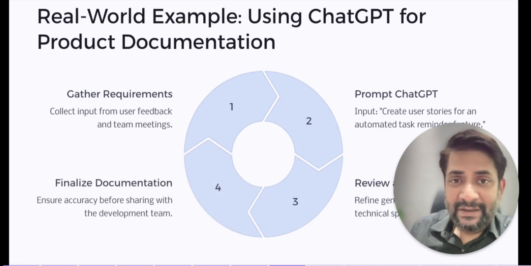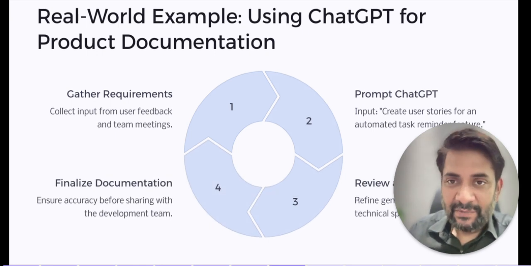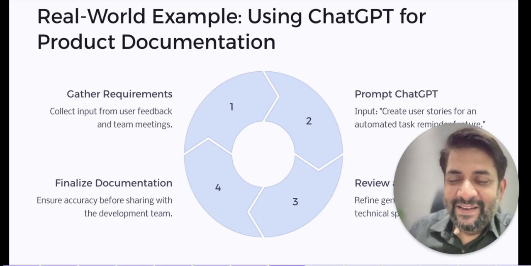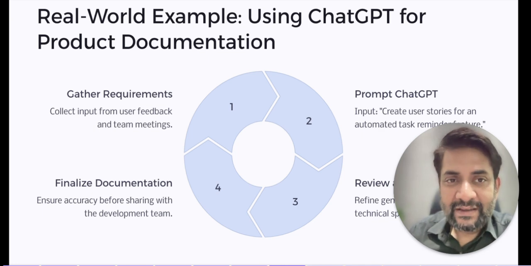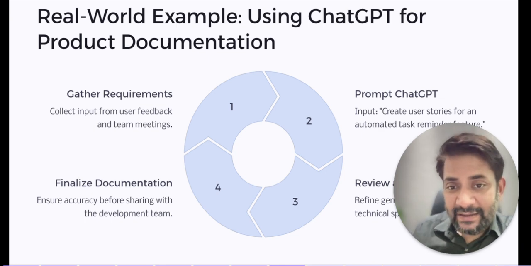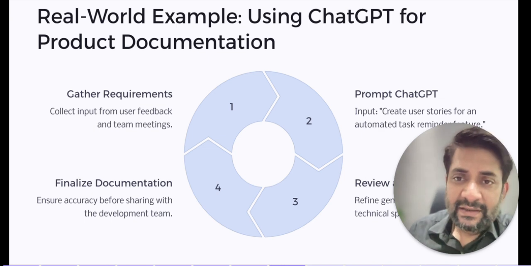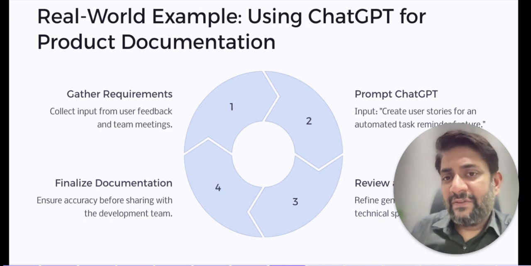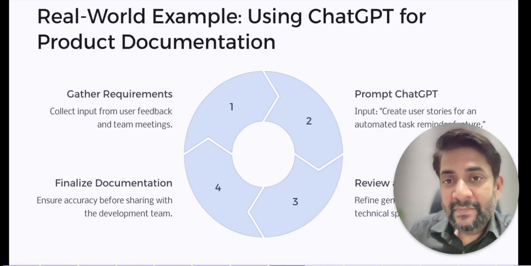A real-world example of using ChatGPT for product documentation. Let's say Trello's product manager is using ChatGPT, the case study. The scenario is that Trello's product manager needs to create detailed user stories and technical specifications for a new feature, automated task reminders. What he does is gather the requirements, collecting input from user feedback, team meetings, and market research. He gives a prompt to ChatGPT.